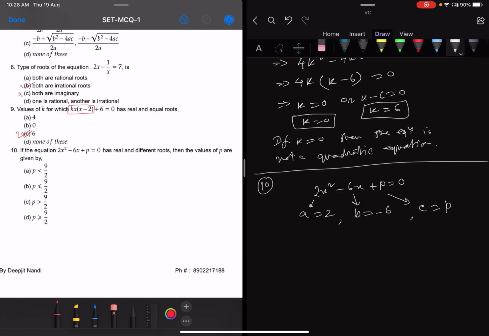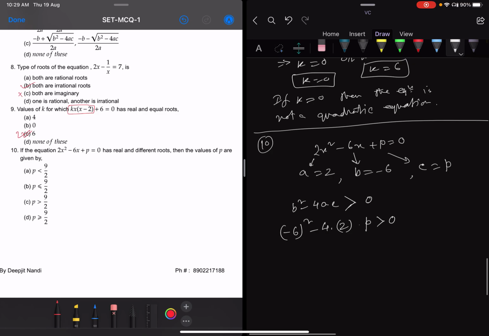Now, as this equation has real and different roots, the b square minus 4ac should be greater than 0, for real and different roots. So if we put the values from here, it is minus 6 whole square minus 4 into 2 into p greater than 0. Now it is 36 minus 8p greater than 0.